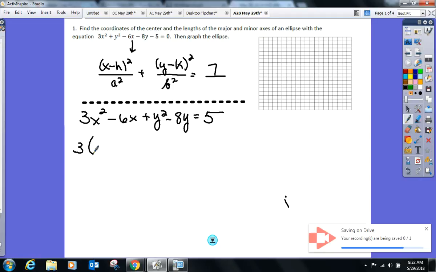And what's left? X squared minus 2x. Can you take out a number GCF of your y's? No, I'm not. I don't take out a y, don't take out an x. Okay, just take out a number GCF. Minus 8y equal to 5. Everyone all right so far?